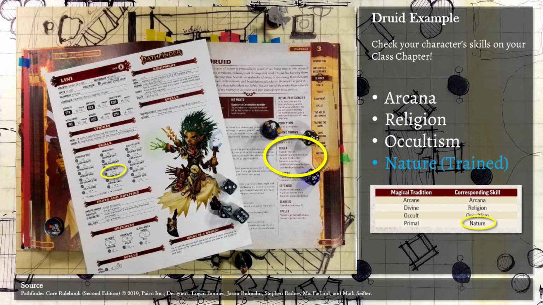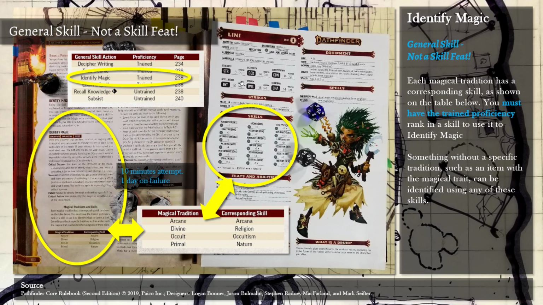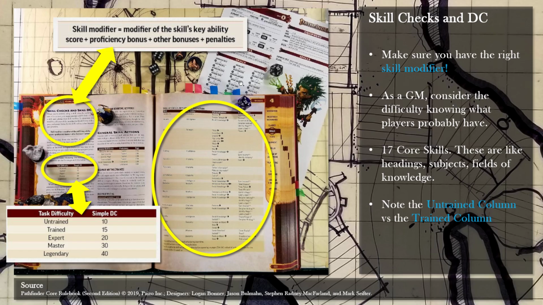But the way the rules are written, they basically say that one of these 4 will work. So in this situation, a druid wants to use nature, okay? She can use her corresponding skill of nature to understand primal things to identify a magic item. So if she's going to use, once again, the general skill of identify magic, she can use her primal magical tradition, which is nature, which goes into her skill called nature, and that's where she could get her bonuses from, that would make her skill modifier.